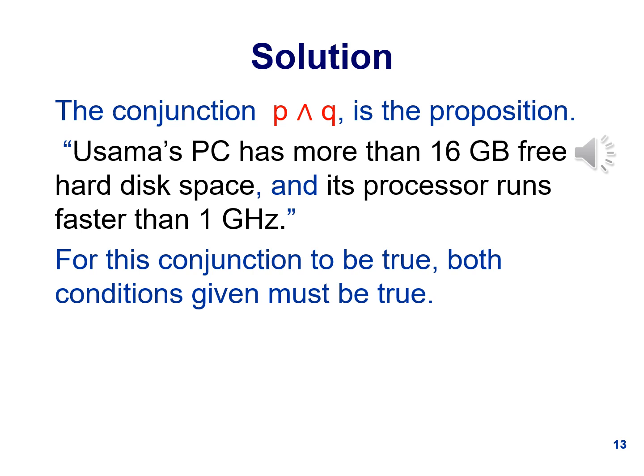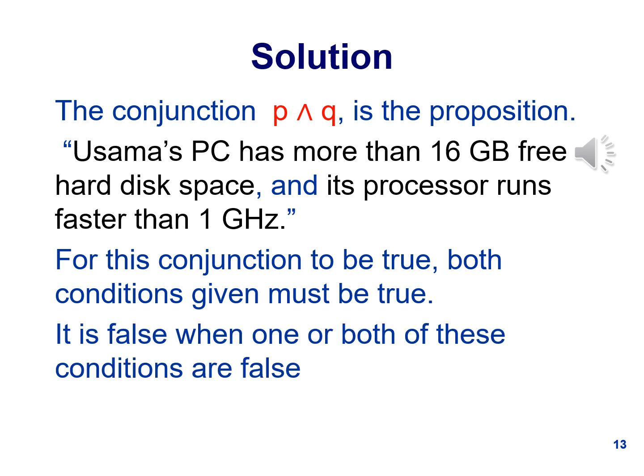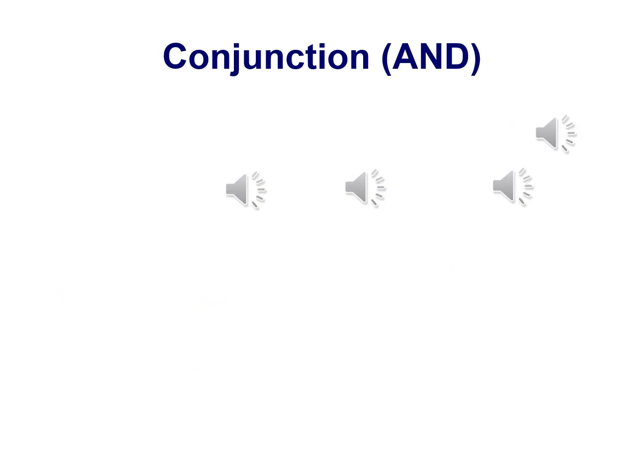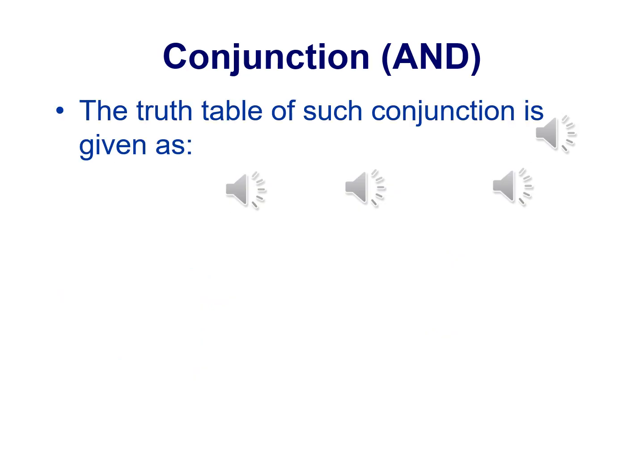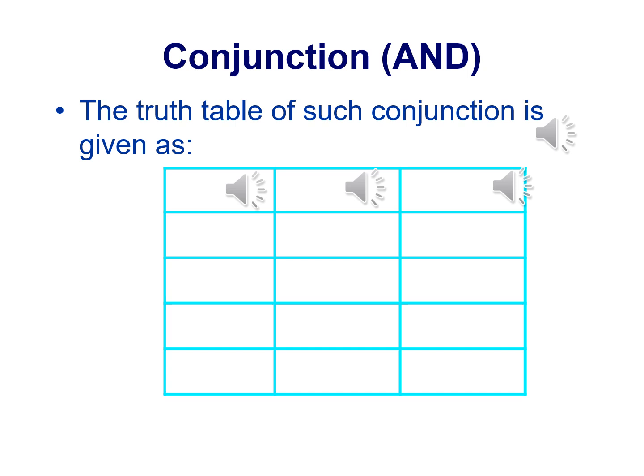For this conjunction to be true, both conditions given must be true. It is false when one or both of these conditions are false. The truth table of such conjunction is given as the proposition P, the proposition Q, the proposition P and Q.